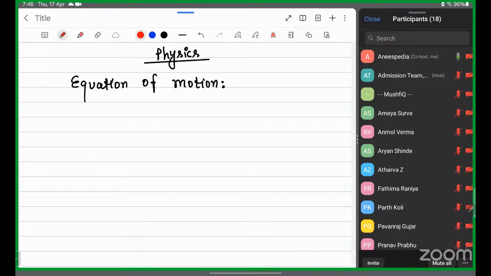These equations will work if and only if the acceleration of the body or the object is constant. There is no change in acceleration. Acceleration is constant. In that case, we can apply these equations.